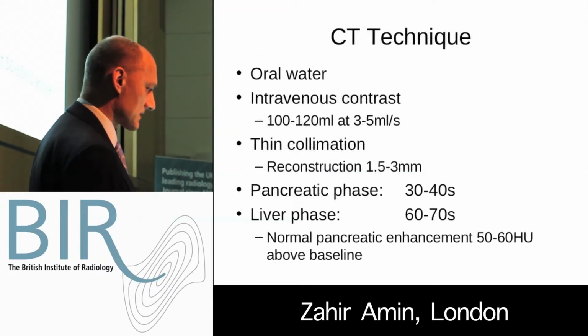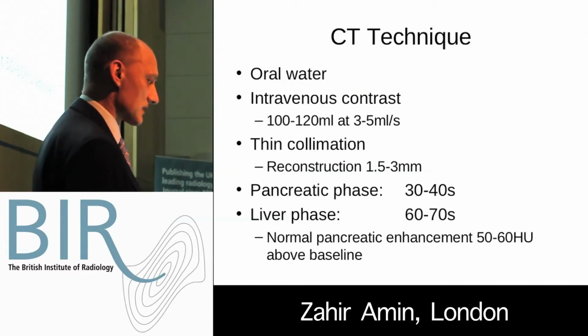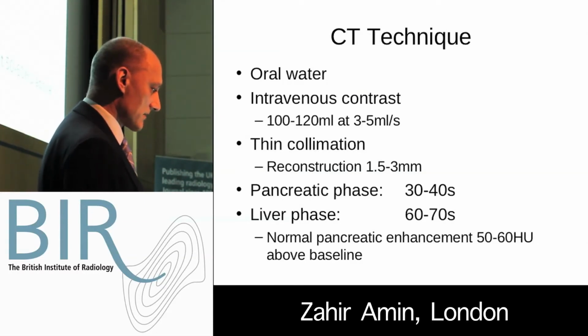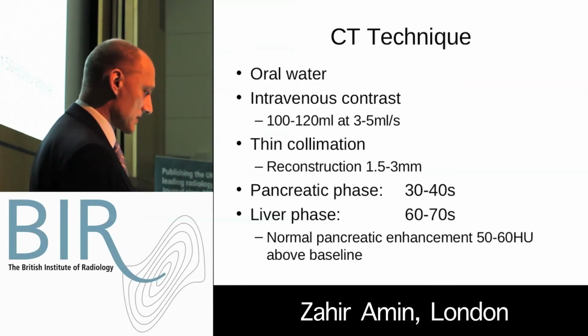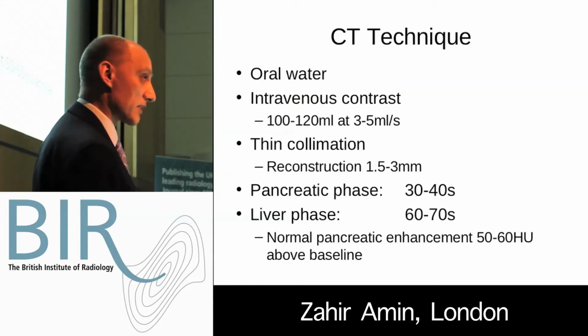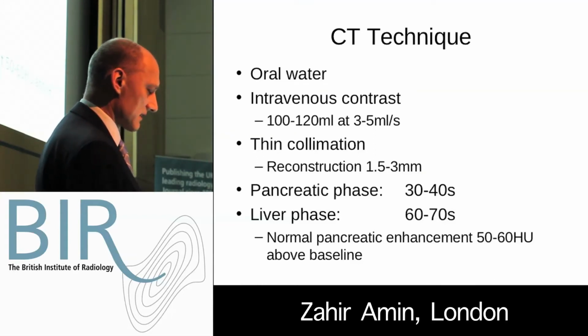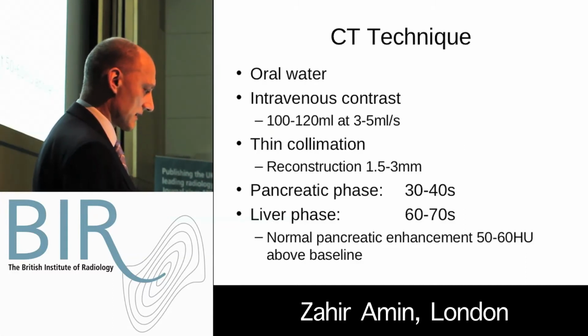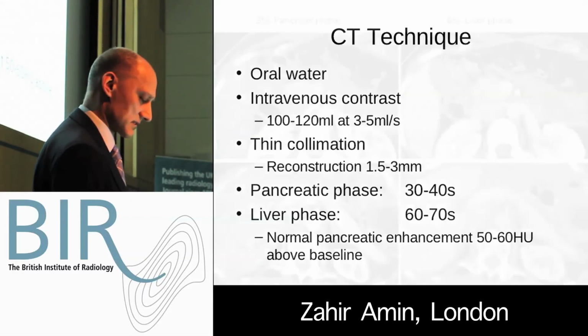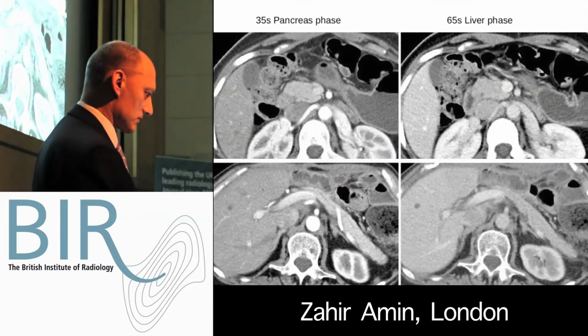The CT technique, ideally, we should give oral water as a negative intraluminal contrast medium. IV contrast, usually about 100 ml, given at between 3 and 5 ml per second. Thin collimation, with a reconstruction interval anywhere between 1.5 and 3 millimeters. And the first phase of imaging should be the pancreatic phase, where there's peak pancreatic enhancement, and that's shortly after the arterial phase, at about 30 to 40 seconds. And then a later venous phase, which shows the portovenous vessels more clearly, and also the liver enhancement, at 60 to 70 seconds.